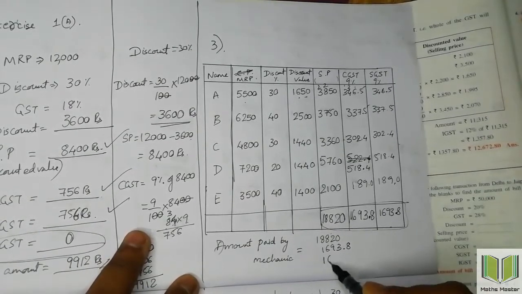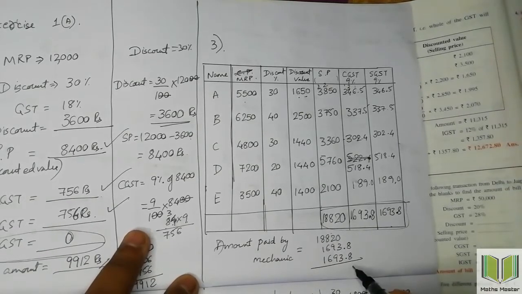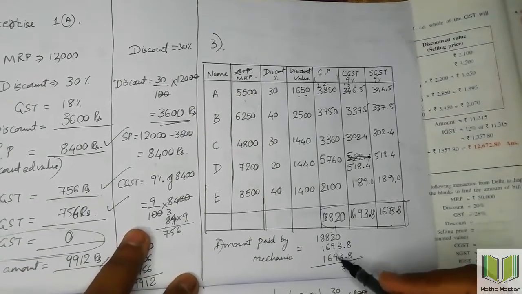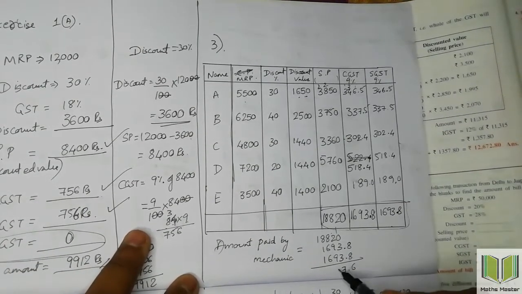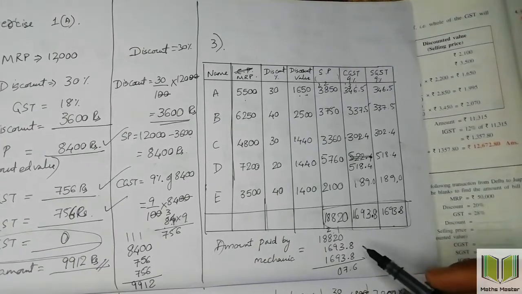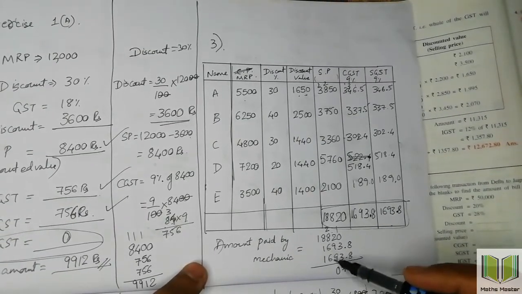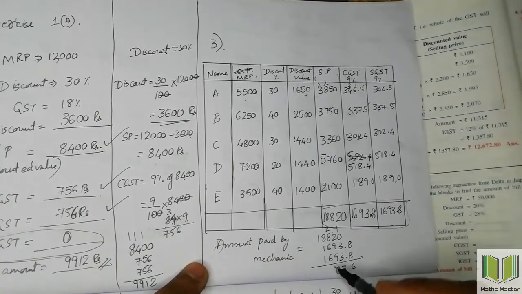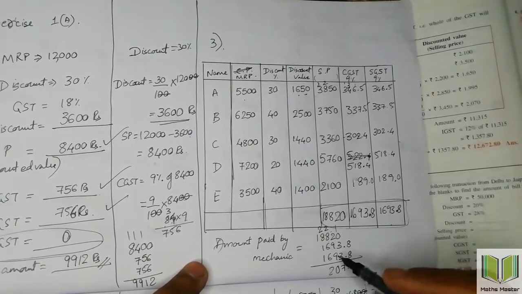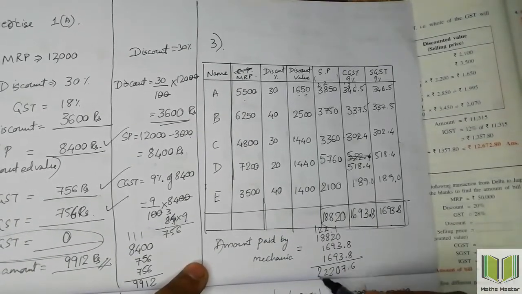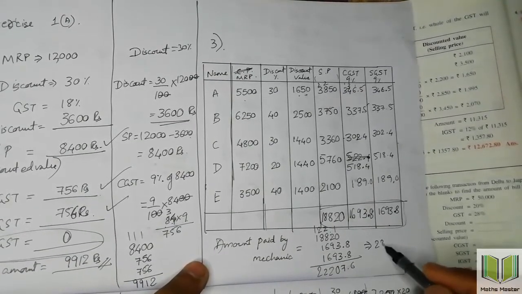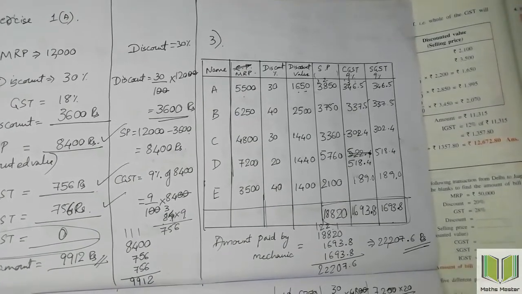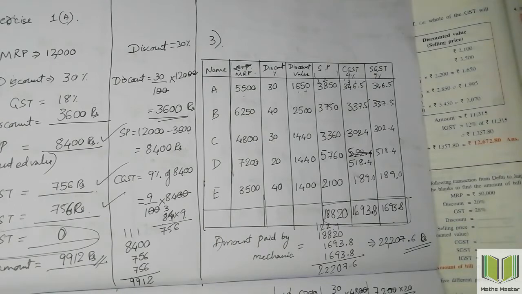1693.8 and 1693.8. So 8 plus 8 is 16. 1 goes on top. 3 is 6, 7. 9 plus 9, 18. 18 plus 2, 20. So 8, 9, 10. 6 plus 6 is 12. 12 plus 2 is 14. Okay, I'm sorry. 8 plus 2, 10. 10 plus 12 is 22. 10 plus 2 is 12. 22,207.6 rupees is what the mechanic will be paid by these 5 customers.